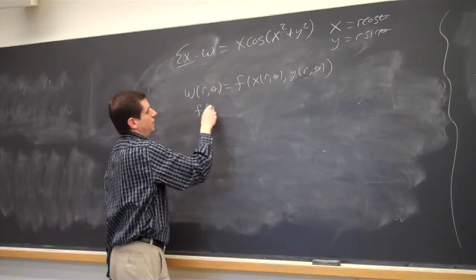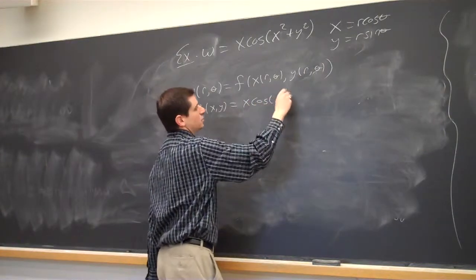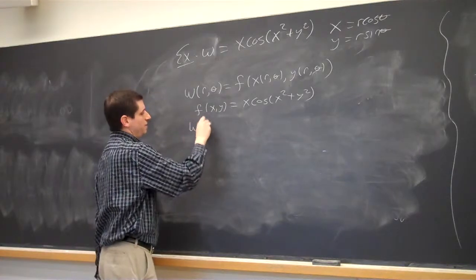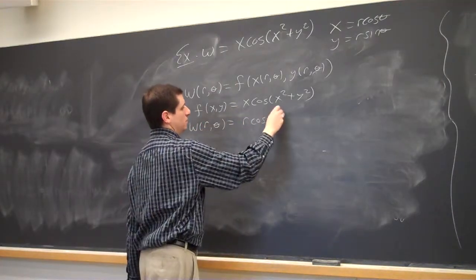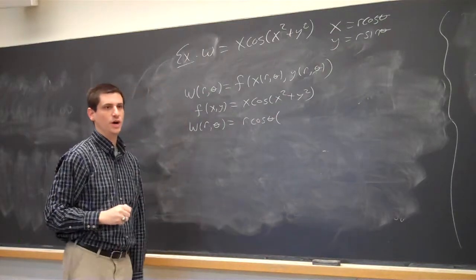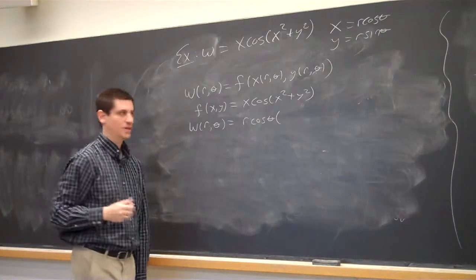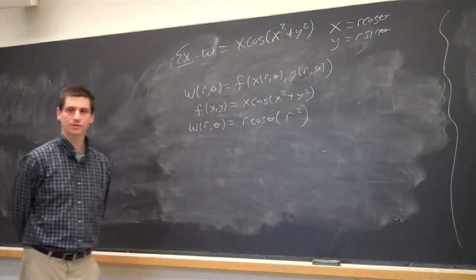So f of xy is x cosine of x squared plus y squared. What would w of r theta be? Well, x is just r cosine theta. And now I have x squared plus y squared. What's x squared plus y squared? R squared. R squared.